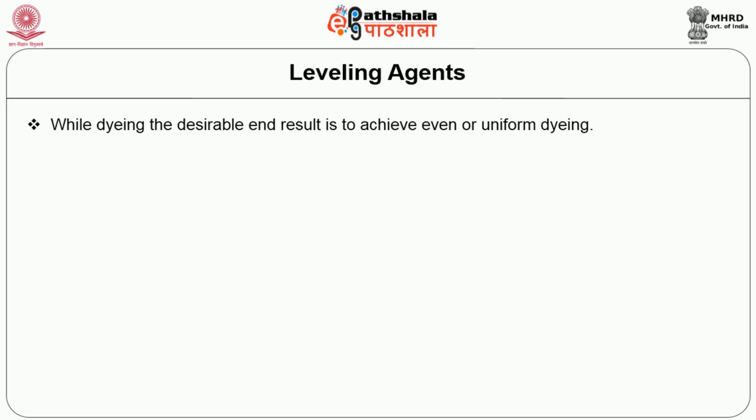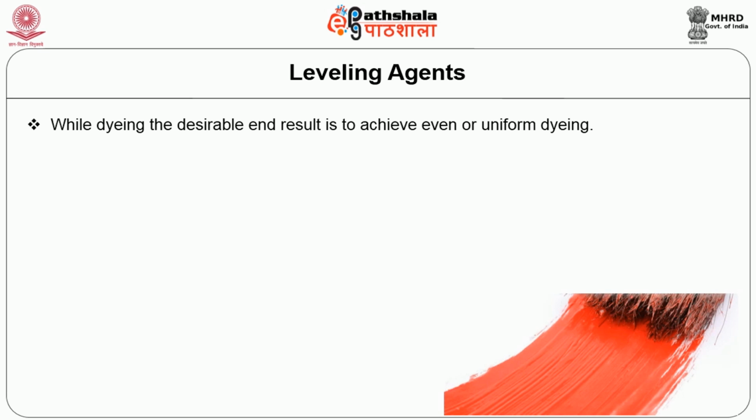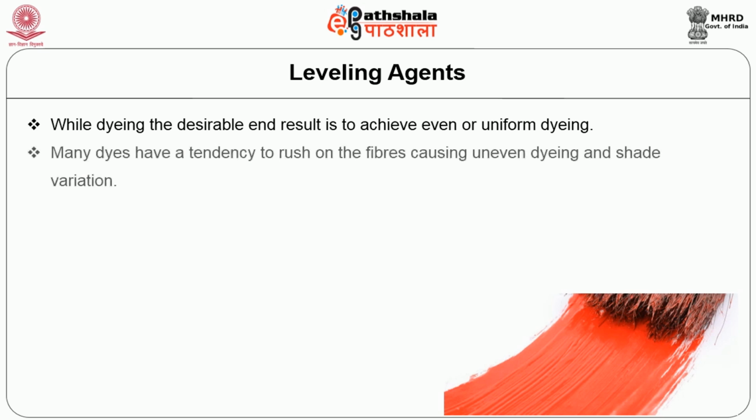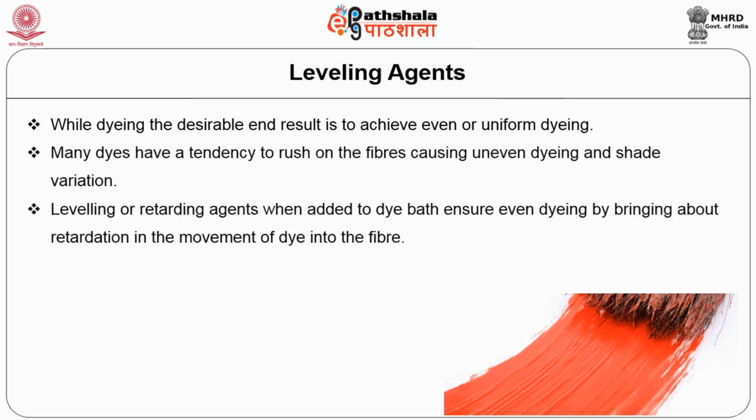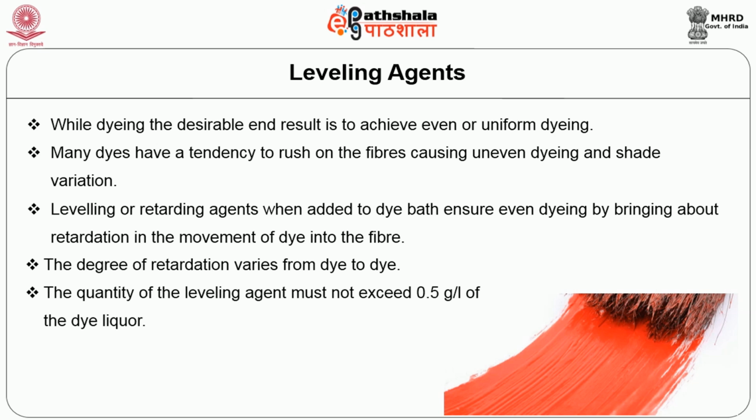The next auxiliary we are going to see is leveling agents. While dyeing, the desirable end result is to achieve even or uniform dyeing. Many dyes have a tendency to rush on the fibers, causing uneven dyeing and shade variation. Leveling or retarding agents, when added to the dye bath, ensure even dyeing by bringing about retardation in the movement of dye into the fiber. The degree of retardation varies from one dye to another.